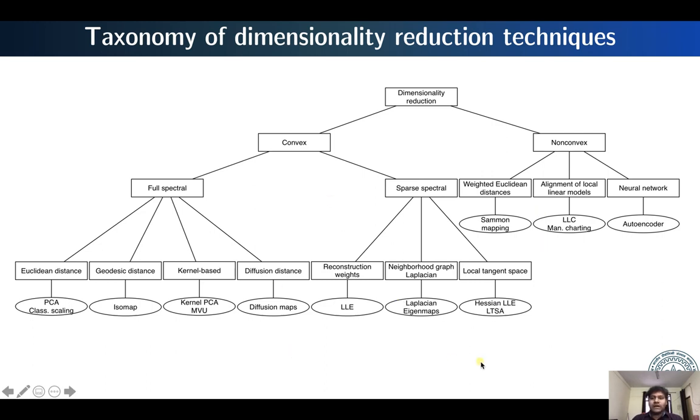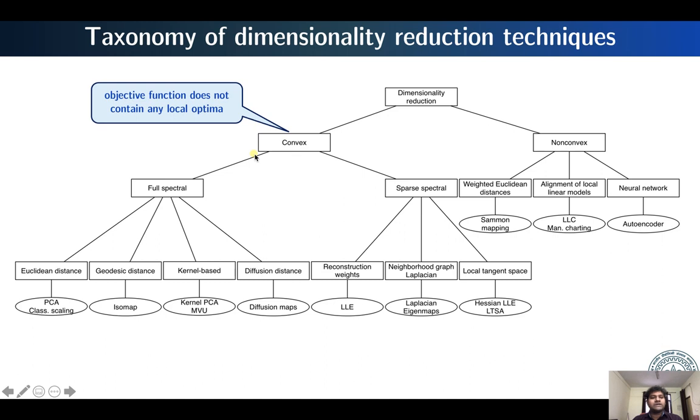Again, broadly, these dimension reduction methods can be classified into two groups, convex and non-convex. The convex methods optimize an objective function which does not contain any local optima. So in such a case, it is possible to obtain a global optimum, whereas the non-convex ones deal with objective functions that can contain local optima. So convergence to the global optimum is not guaranteed for the non-convex dimension reduction methods.